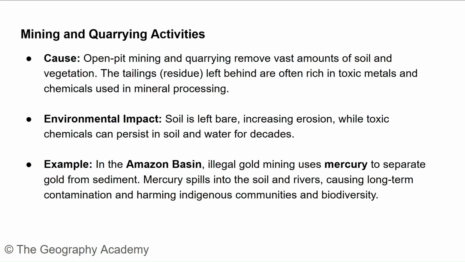Tailings then are the residue left behind from the quarrying and the mineral extraction process, and this can be left behind and cause lots of water and land pollution in the areas. Concentrations of heavy metals, for example, like mercury spills, lead to very long-term contamination and have been known in areas like the Amazon to harm indigenous communities and the biodiversity of the area.